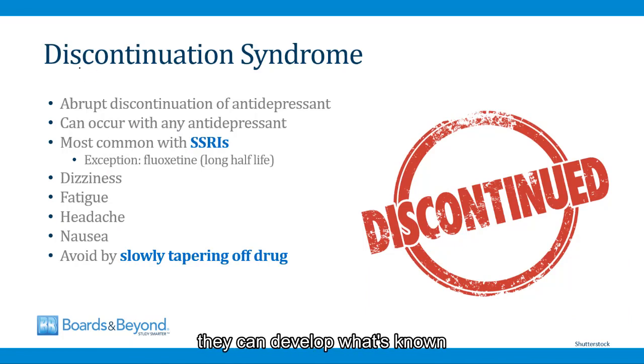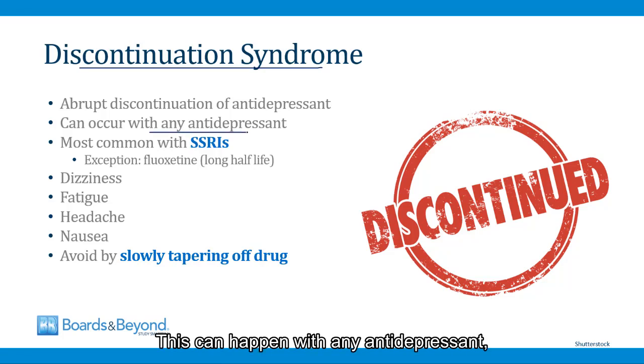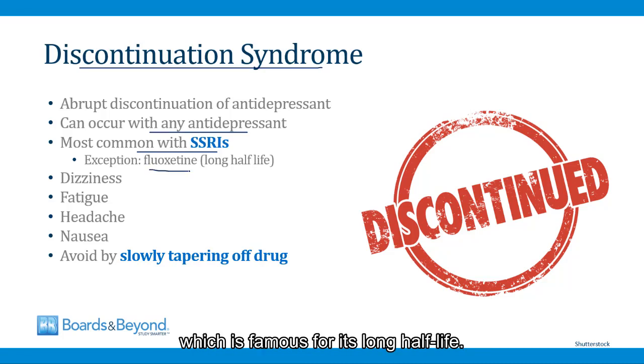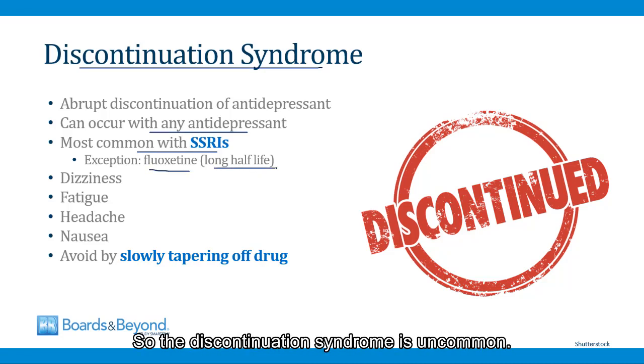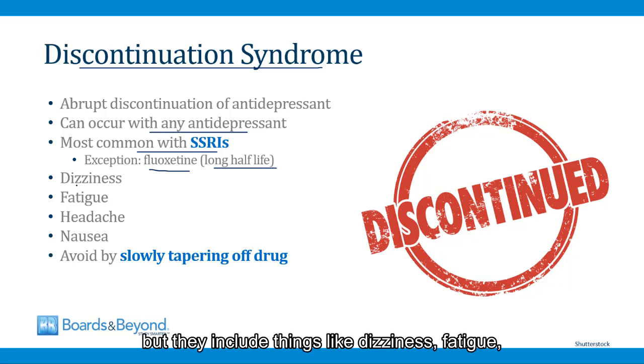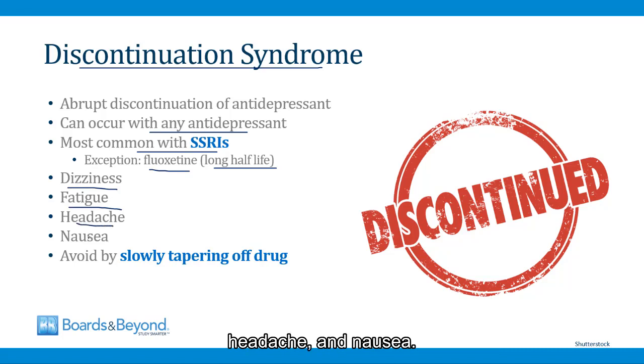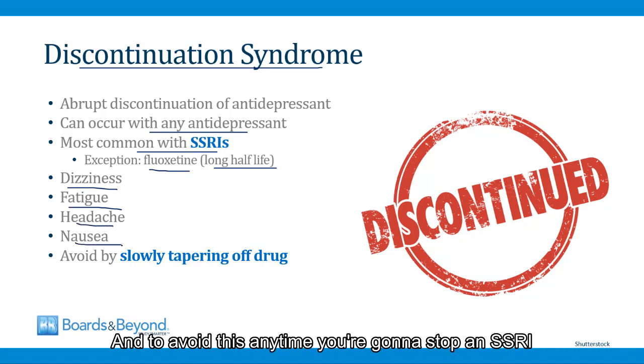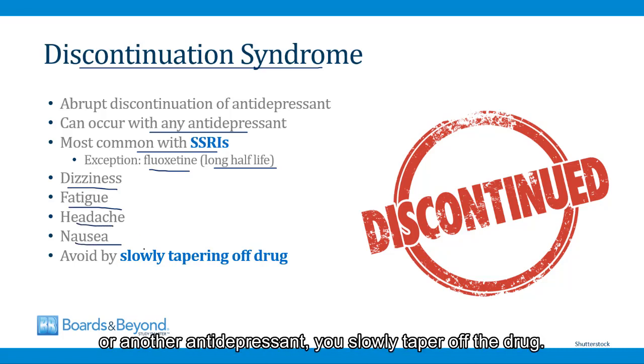If a patient has been on an antidepressant for a long time and you stop it abruptly, they can develop what's known as the discontinuation syndrome. This can happen with any antidepressant, but it's most common with SSRIs. The one exception is fluoxetine, which is famous for its long half-life, so the discontinuation syndrome is uncommon. Symptoms of the discontinuation syndrome are non-specific, but they include things like dizziness, fatigue, headache, and nausea. And to avoid this, anytime you're going to stop an SSRI or another antidepressant, you slowly taper off the drug.